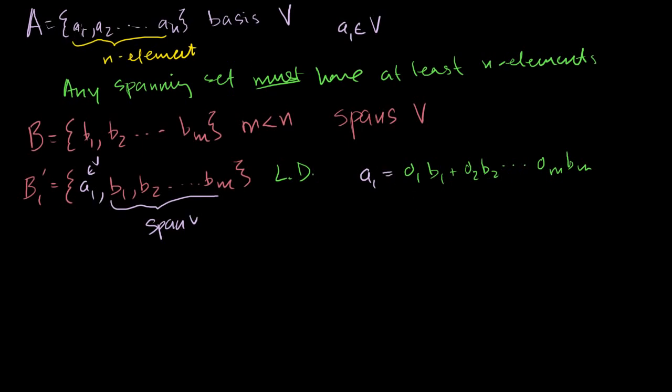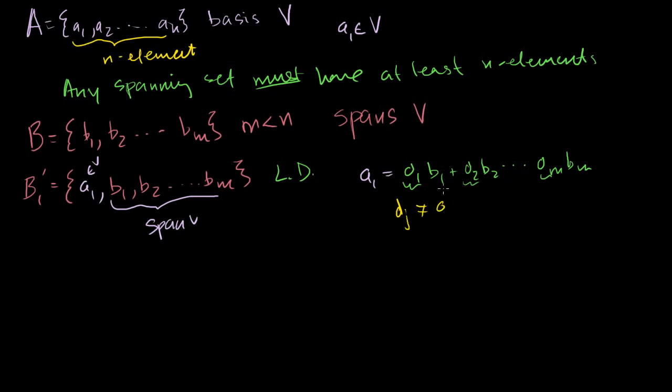We know that a1 is a non-zero vector. If it was a zero vector, this couldn't be a basis because it wouldn't be linearly independent, because you can always represent a zero vector as just 0 times any other vector. So this won't be a zero vector, so at least one of these coefficients is non-zero. So let's just say, for the sake of argument, that dj, the coefficient on bj, is non-zero. So dj does not equal 0.